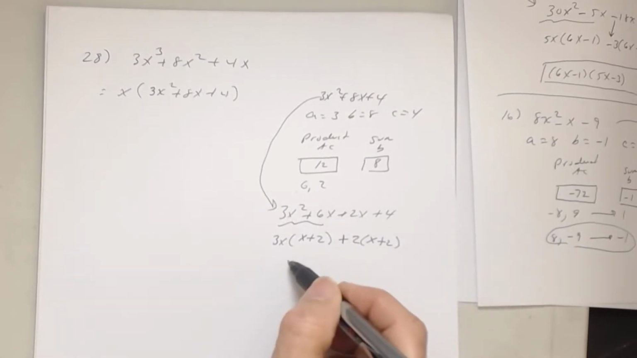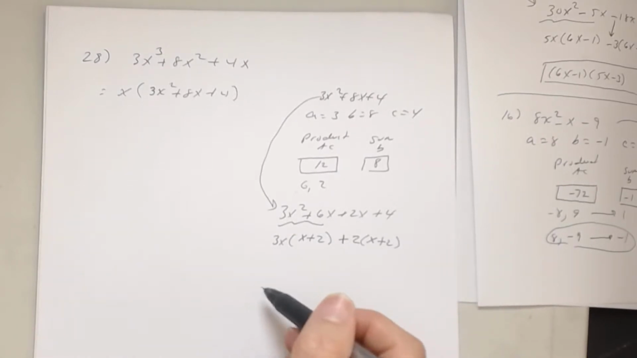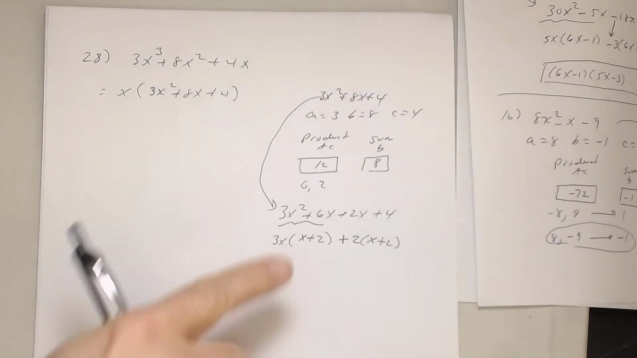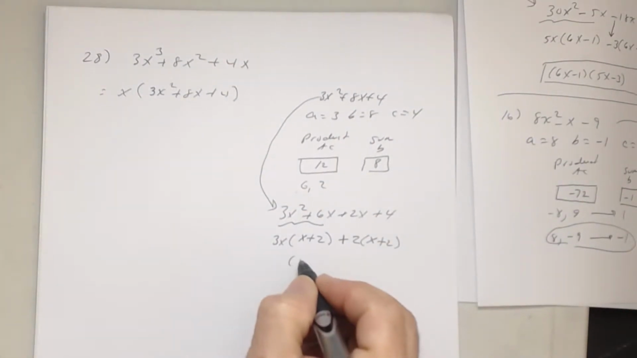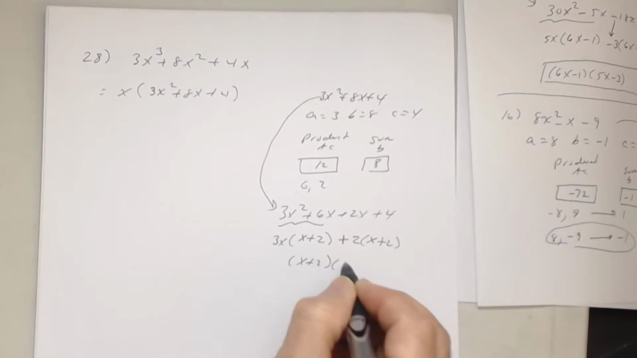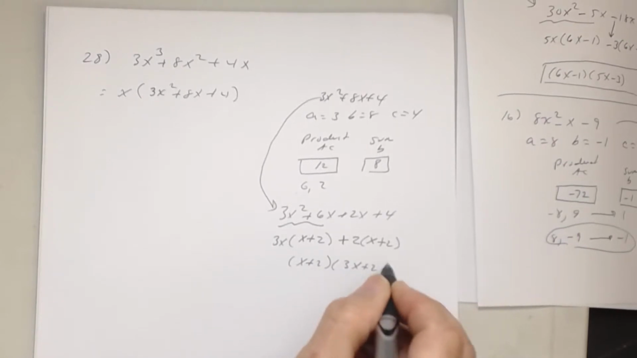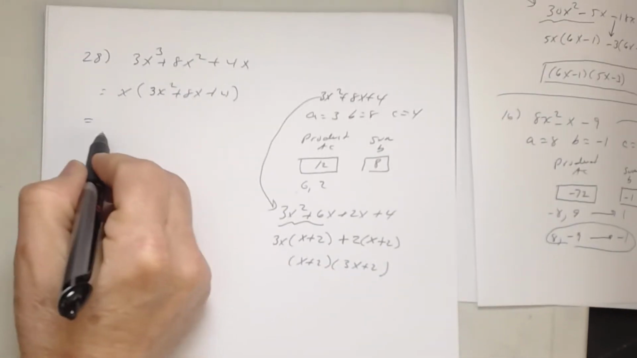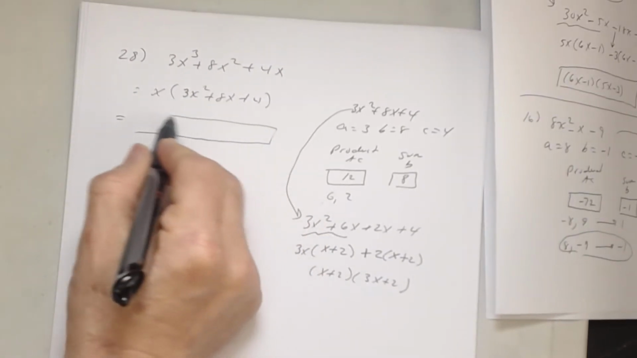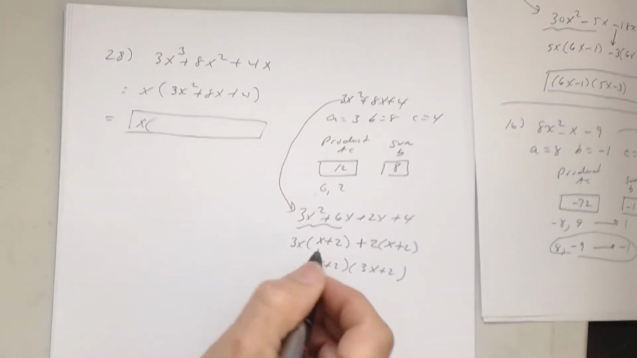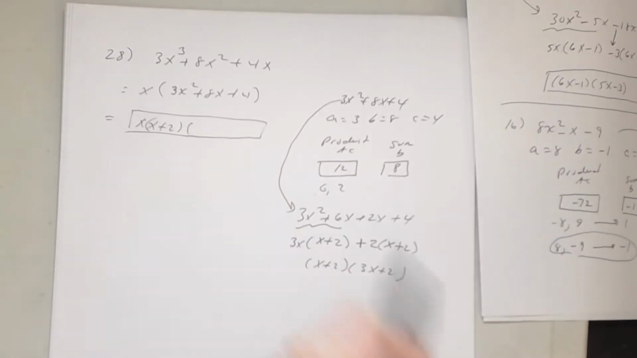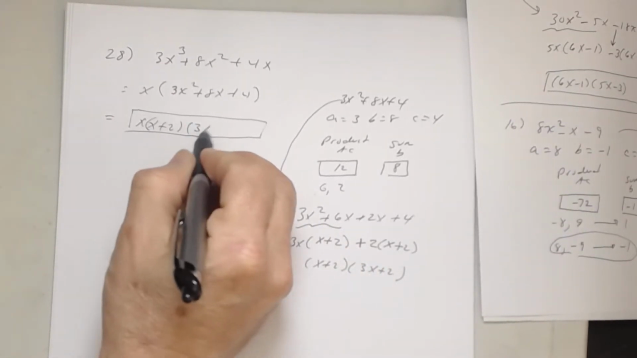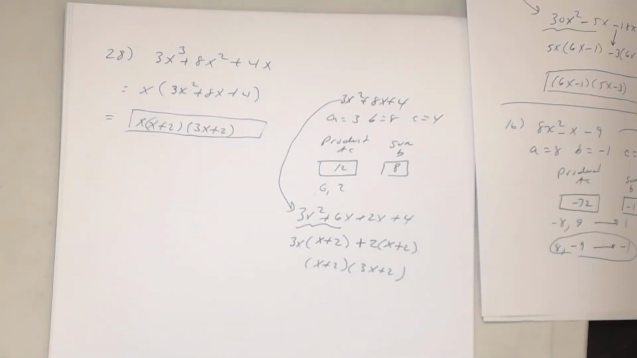Okay, and then, now I was going to say what's the answer, but I can still say what's the answer to this? x plus 2 times 3x plus 2. But then what's the answer to the original problem? x times x plus 2 times 3x plus 2? All right, so that's 28.